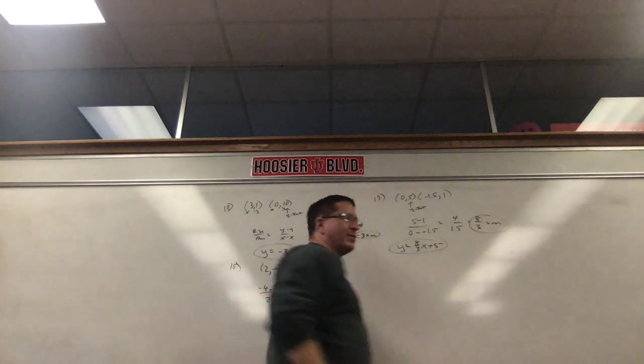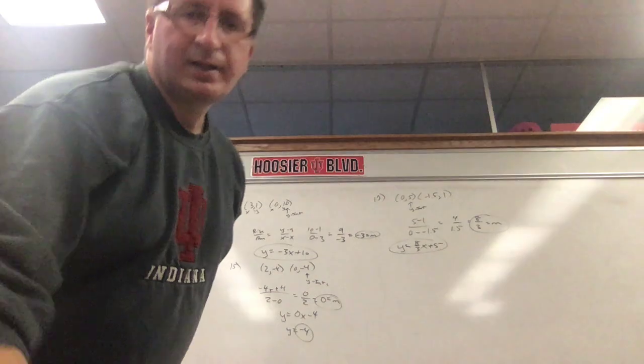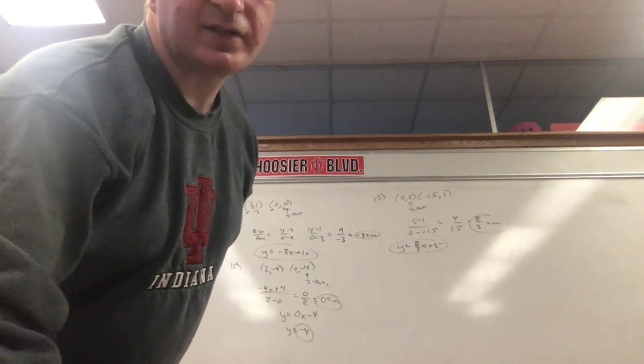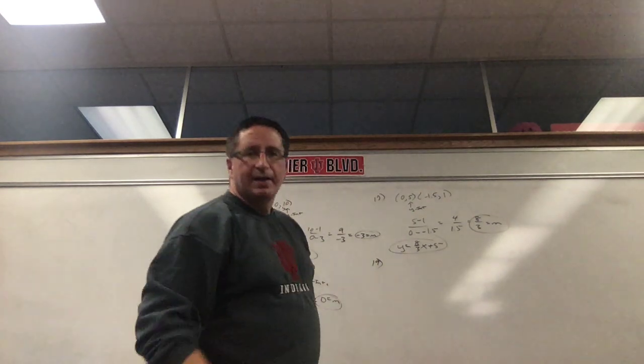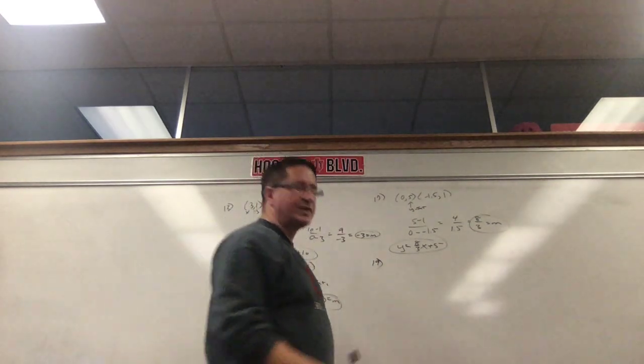I wouldn't worry about that. I'm not going to give you that on a test. All right. Well, let's look at number 19. Number 19 looks like it's tougher. It's not. 19, they said, come up with a linear function with f of 0 is 7.